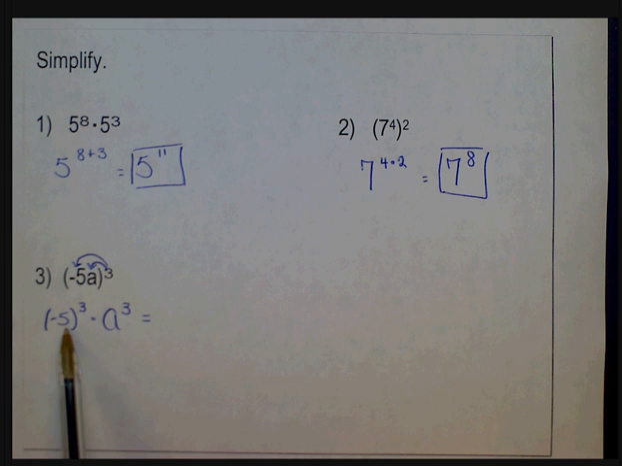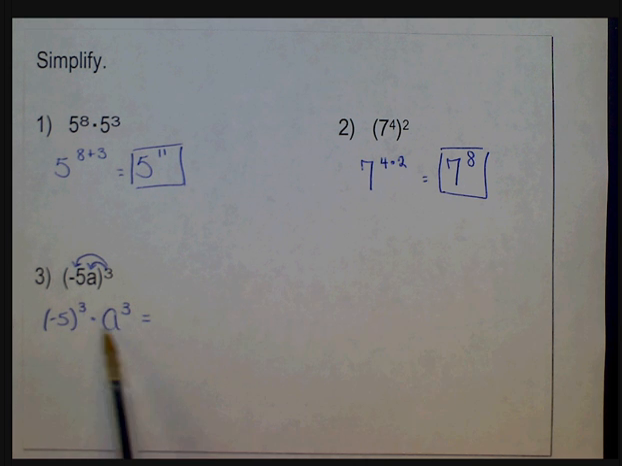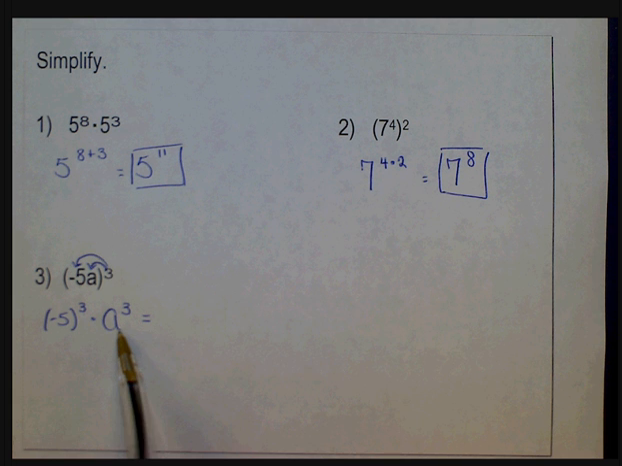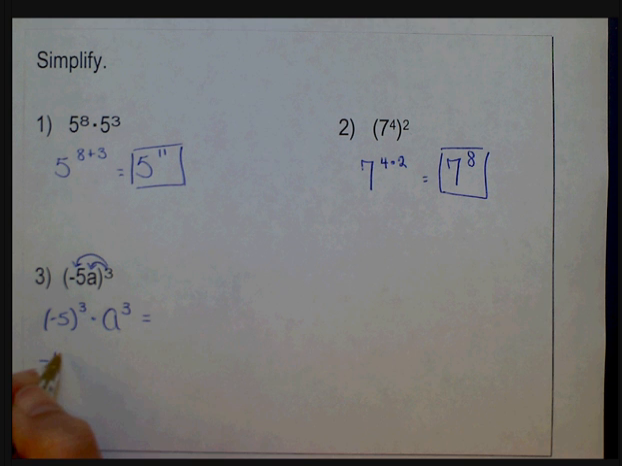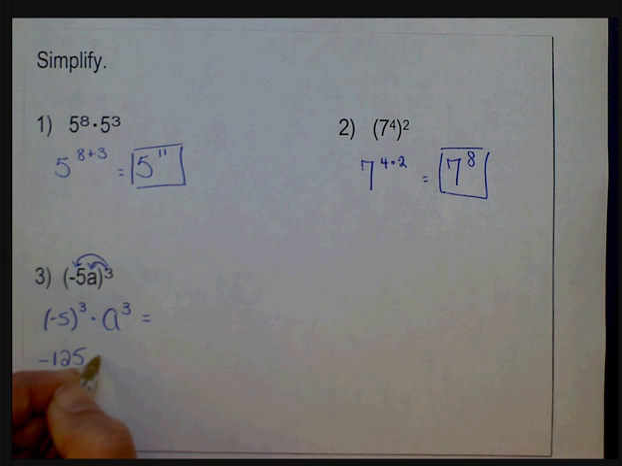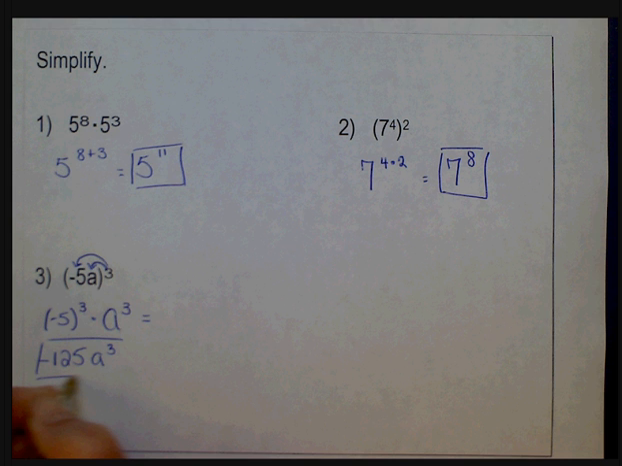So this (negative 5) to the 3rd power, since we have numbers and letters, we are now going to start simplifying our numbers. I want to know what negative 5 to the 3rd is. So I take negative 5 times negative 5 times negative 5, and that gives me negative 125 a to the 3rd as our final answer.